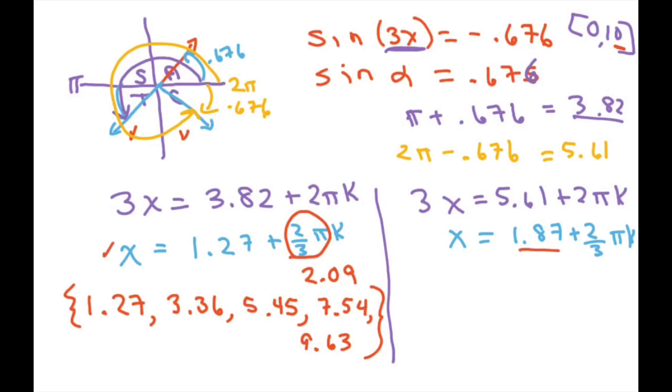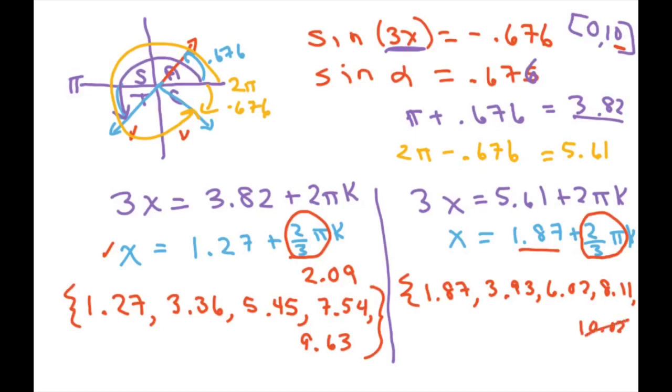And you do the same thing for this one. If k is 0, it's just 1.87, and you can keep adding 2.09, or just put this in your calculator and keep adding it to the previous term. So this one's going to give you 3.93, 6.02, 8.11. If I add it again, I'll get 10.02, which is too big. So there's your solutions. We have 1, 2, 3, 4, 5, 6, 7, 8, 9 total solutions. And that's it.